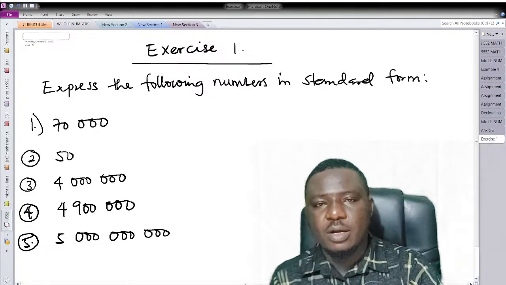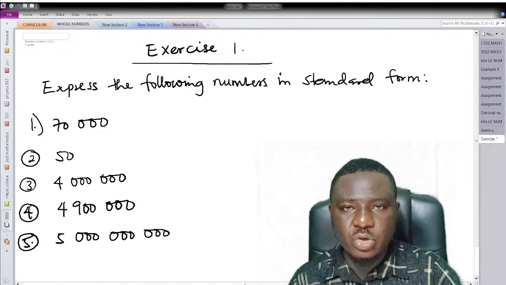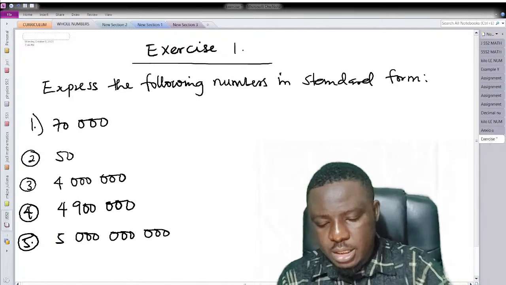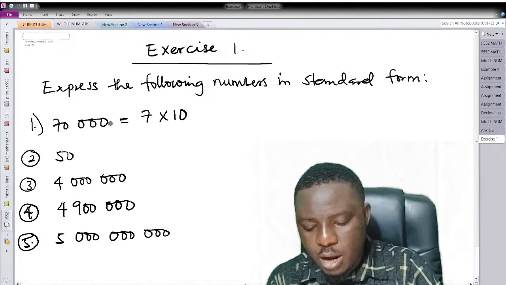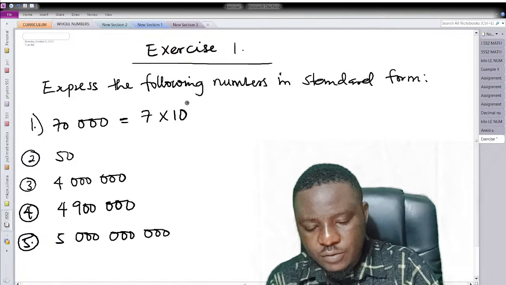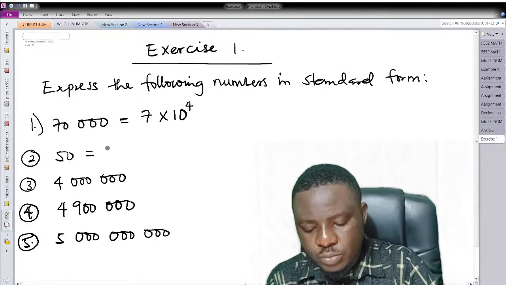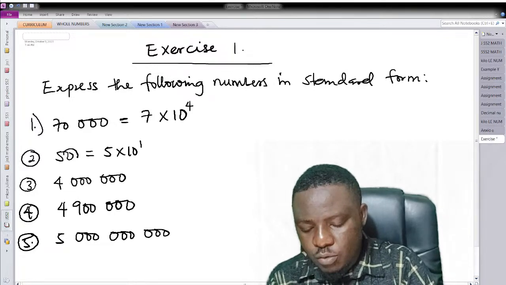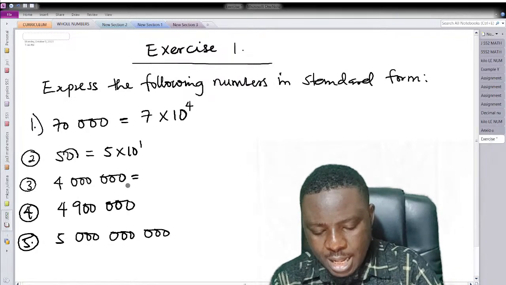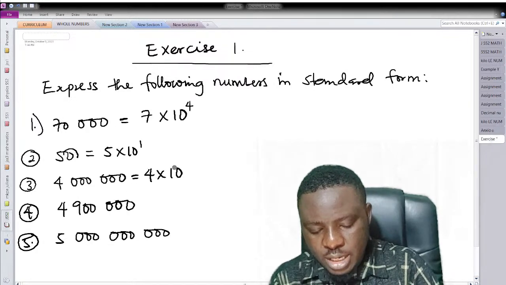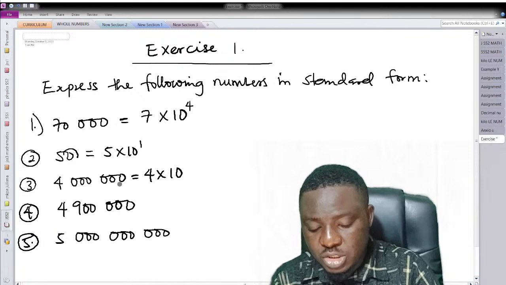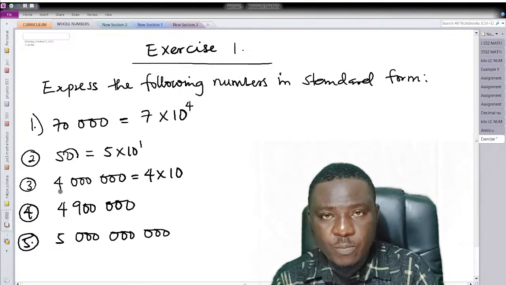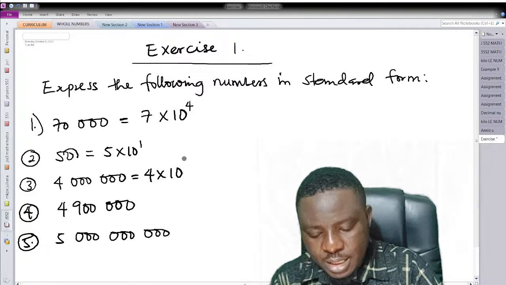So this is correct. The answers you gave in the comment section, they are all correct. This is equal to 7 times 10 to power 1, 2, 3, 4. 7 times 10 to power 4. And this is 5 times 10 to power 1, because the decimal point is moved just one time. And this is 4 times 10 to power 6. When you count the number of zeros you have, or the number of digits you have before the first significant figure, it gives you the power of 10, and that is 6.